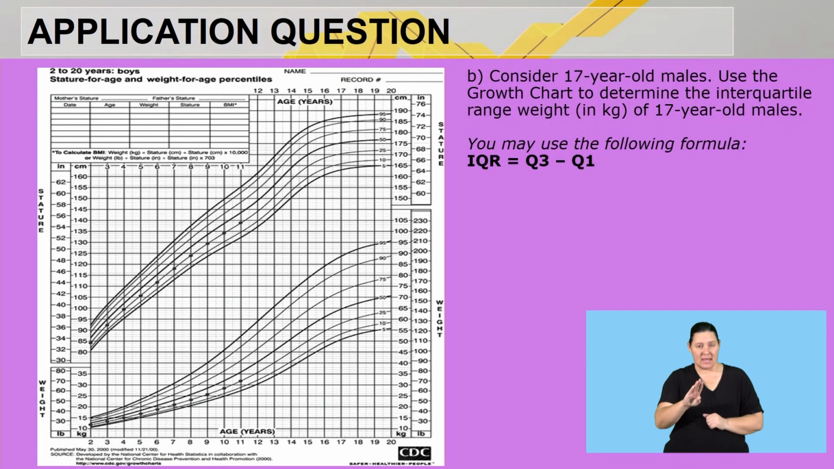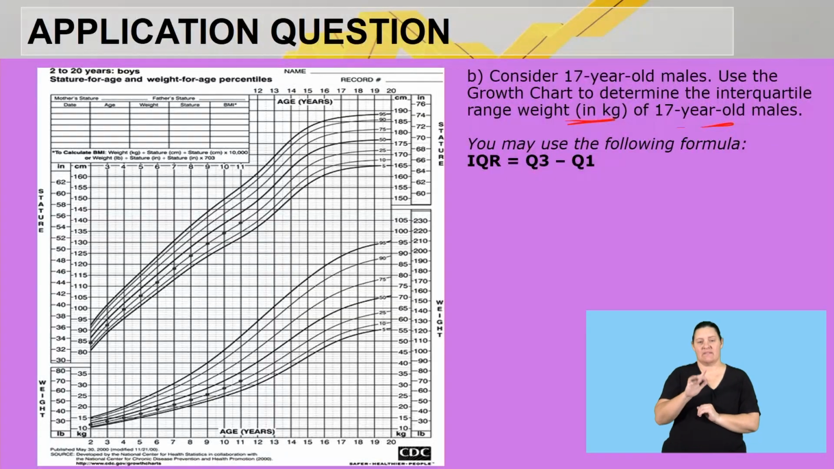Question B says, consider 17-year-old males. Use the growth chart to determine the interquartile range weight in kilograms of a 17-year-old male, right? So remember, how do we determine the interquartile range? It is where we take quartile 3 minus quartile 1. And in terms of growth charts, that is represented by quartile 3, the 75th percentile. Quartile 1 is represented by the 25th percentile.